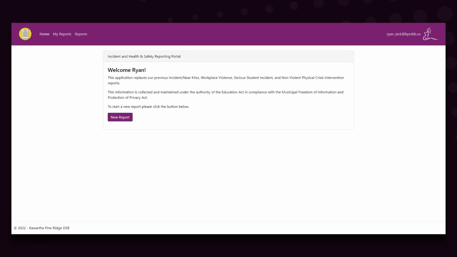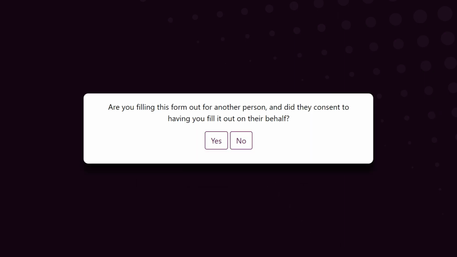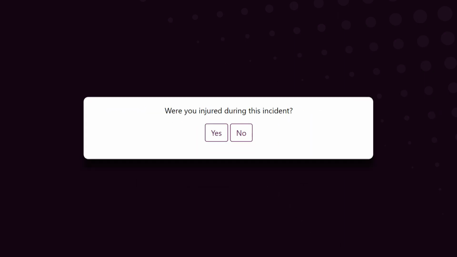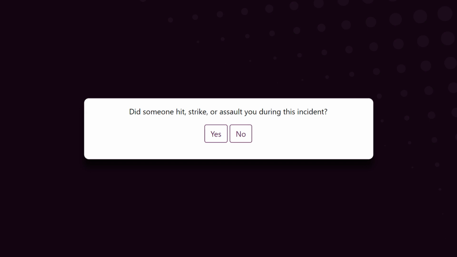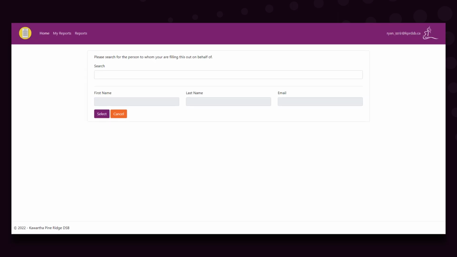You will be asked a series of initial questions, and your response to each of these questions will determine what additional information will be required as you complete your report. You will be asked to complete only those questions or fields that are required based on your responses to these initial questions. You will also have the option to complete the report on behalf of another individual.